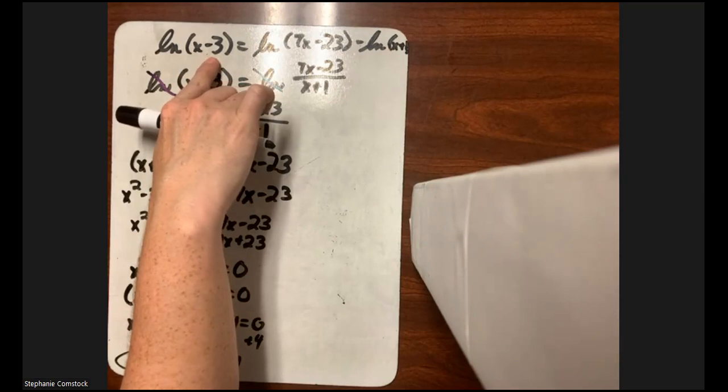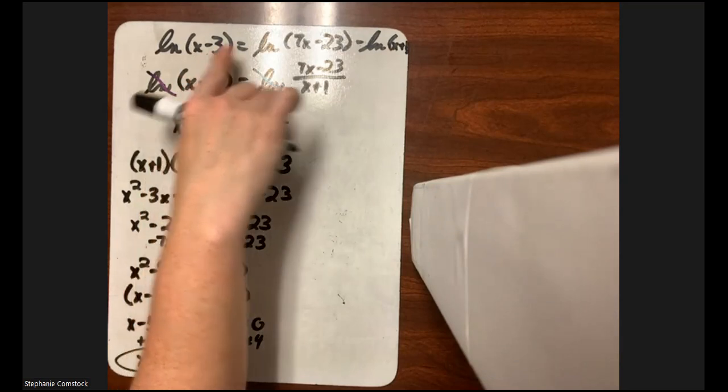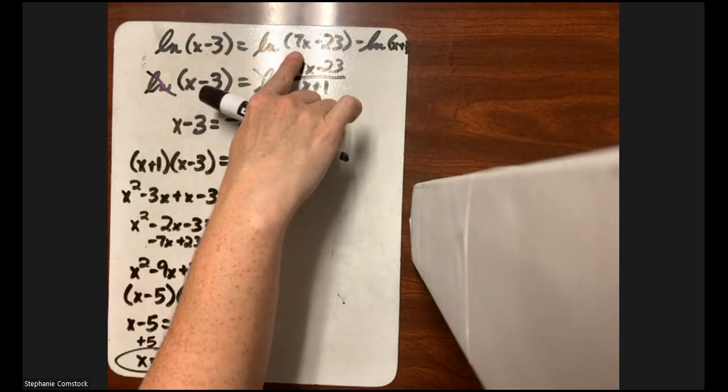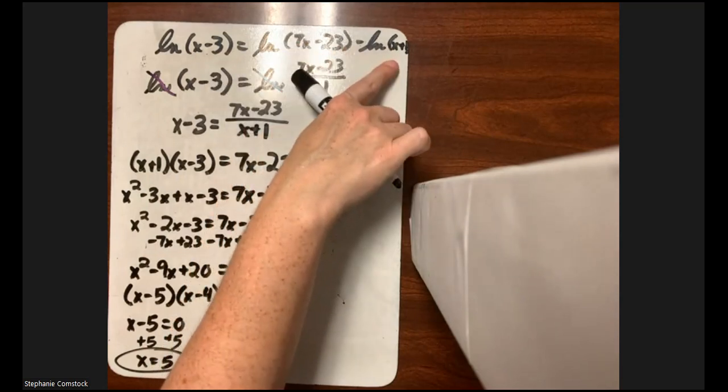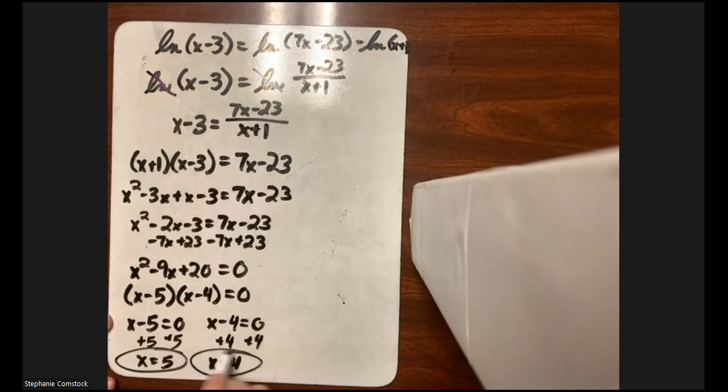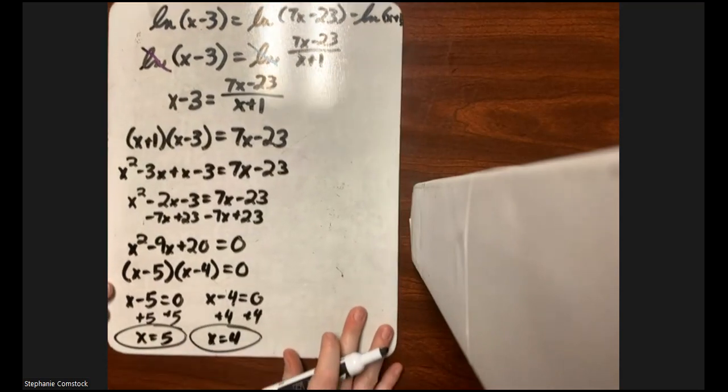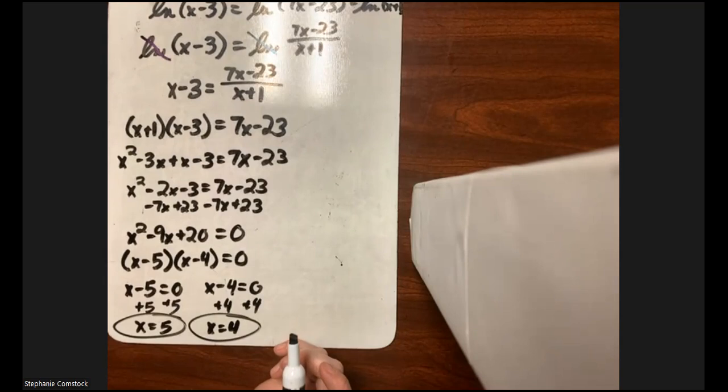4 minus 3 is 1. That's okay. 7 times 4 is 28. Minus 23 is 5. That's okay. 4 plus 1 is 5. That one's good as well. So in one of the ones that we saw in the previous video, we got 2 answers. One worked, one did not. In this scenario, we got that both answers worked. So both of those can occur as we are processing, okay?